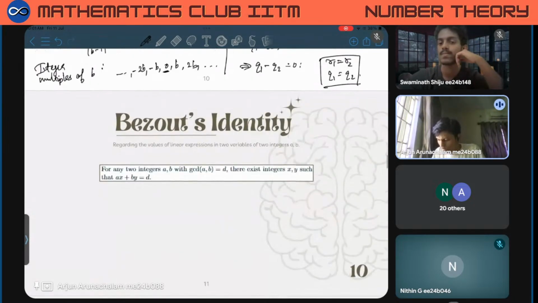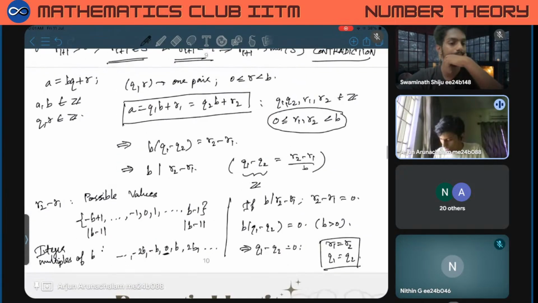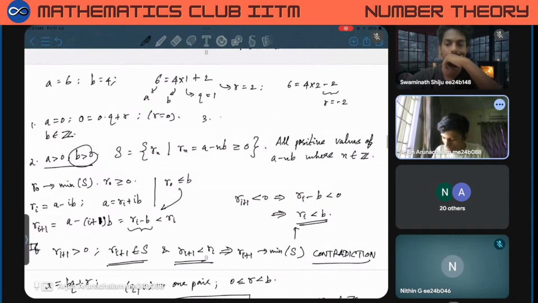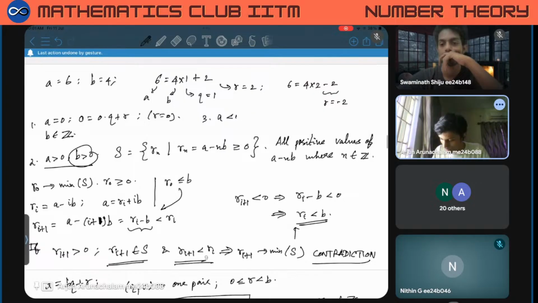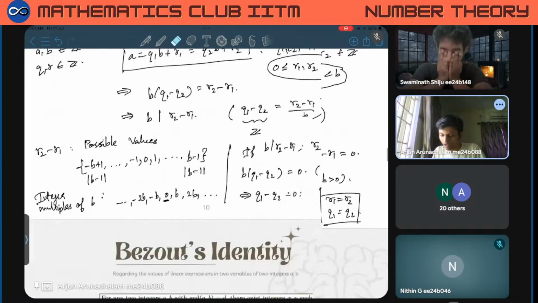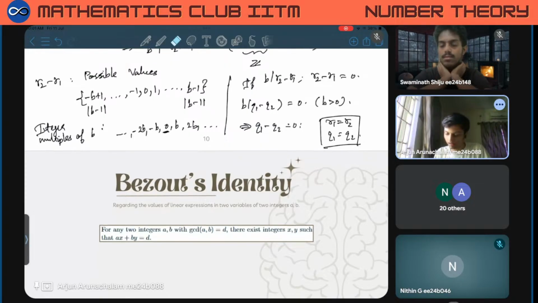Yeah. Now let's move on to something called Bezout's identity. I hope all of you are familiar with what a GCD is. GCD is just the greatest common divisor. Also, we didn't prove this theorem for the case where you can have a less than zero and b greater than zero, etc. So all of them are kind of the same thing, right? If you want, I can prove it, but it's almost exactly the same. It's the same proof, basically.